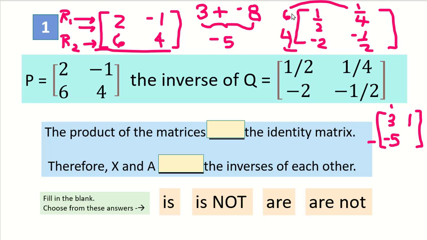Okay, now I'm going to multiply those numbers, 6 and 4, times the second column. So 6 times 1/4 is 6/4, or 3/2. We're going to add that to 4 times -1/2, which is -2. I'll just leave that as 3/2 and -4/2, so I can add, and I get -1/2.